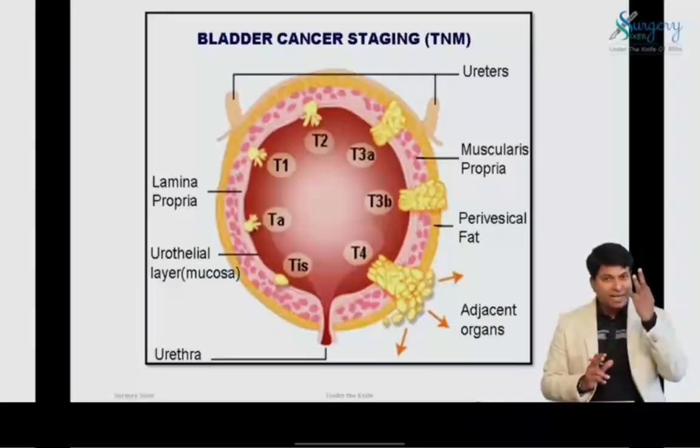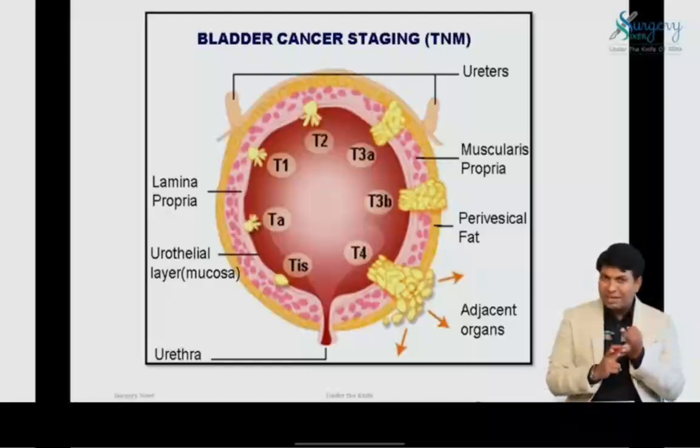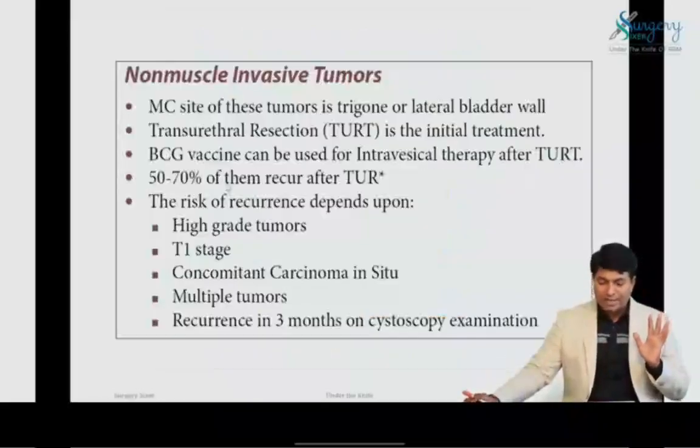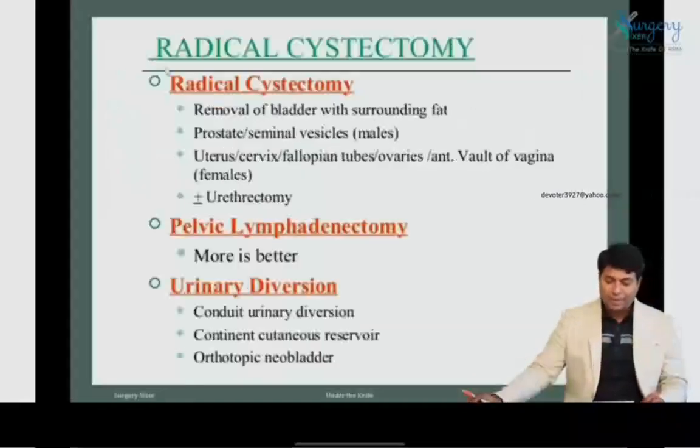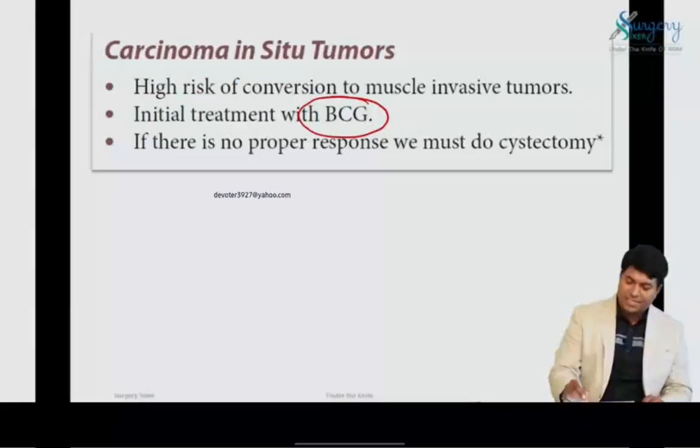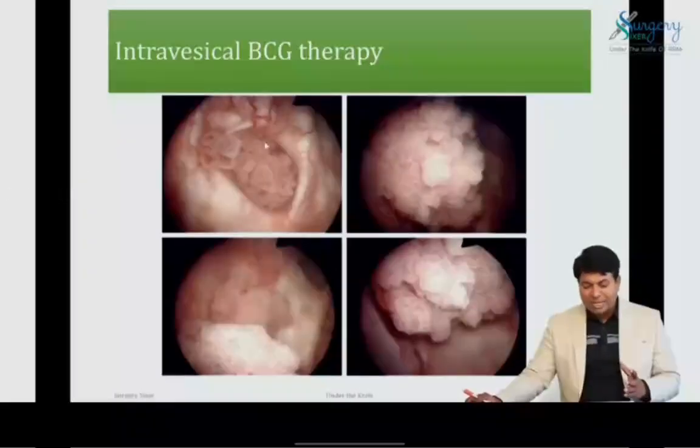That is why I was discussing there are three types of cancers: non-muscle invasive cancers, muscle invasive cancers, and carcinoma in situ. For non-muscle invasive cancer, the treatment of choice is transurethral resection of tumor. For muscle invasive cancer, the treatment of choice is radical cystectomy. For in situ cancers, the treatment of choice is BCG. Initial treatment is with BCG. You can see this is intravesical BCG therapy being given inside.